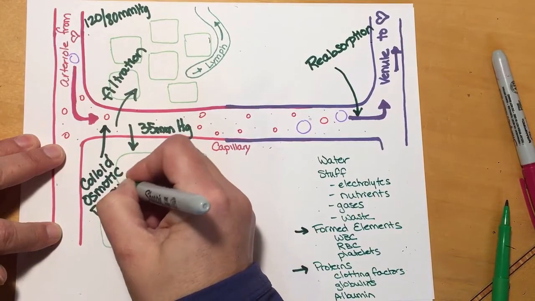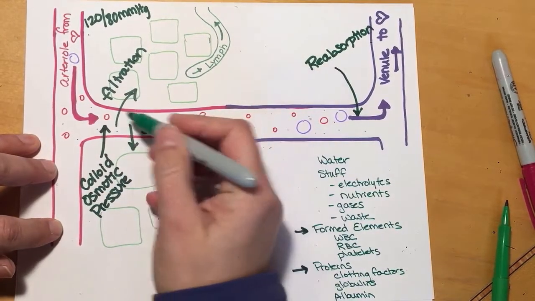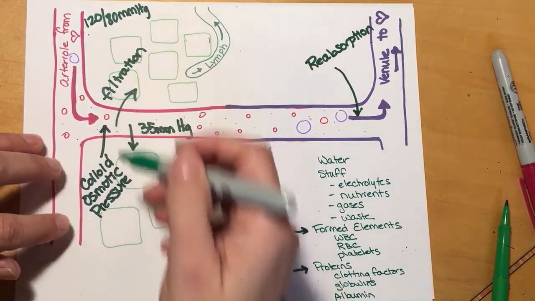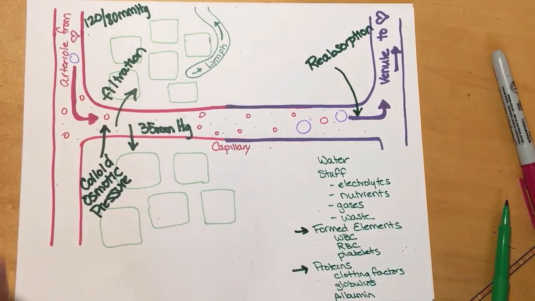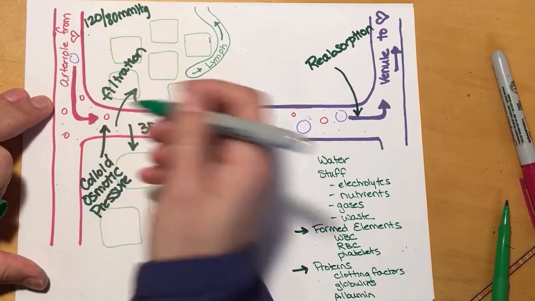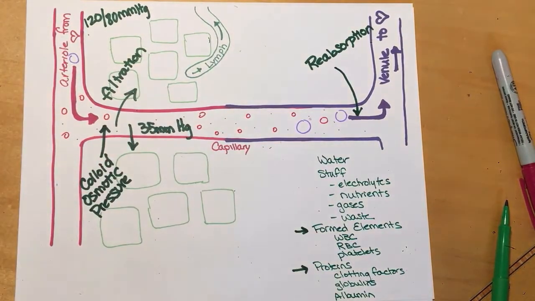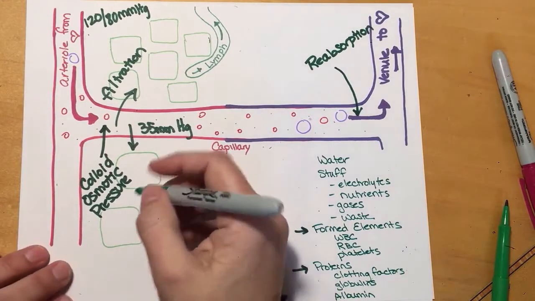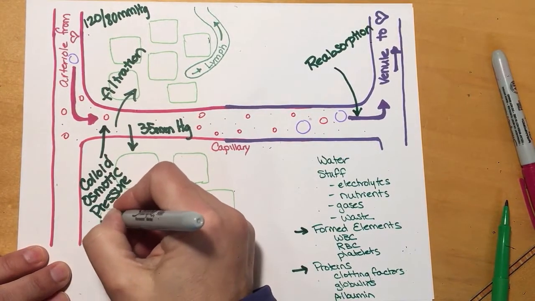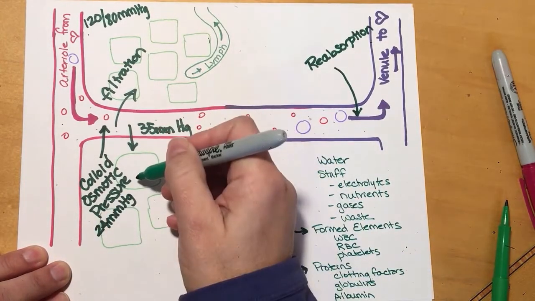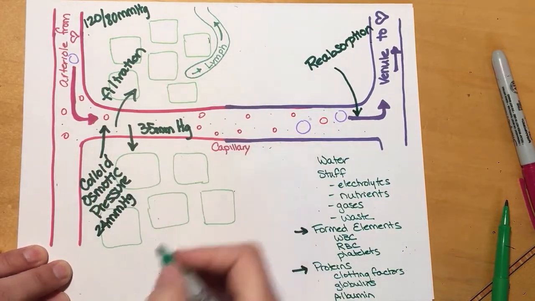And it's just the pressure of a gradient. If you have a lot of stuff still left in the capillary, it's going to cause the water to want to go back in there. So on the arterial end of the capillary, that pressure is about 24 millimeters mercury. So we have a pressure out of 35 and a pressure back in of 24.